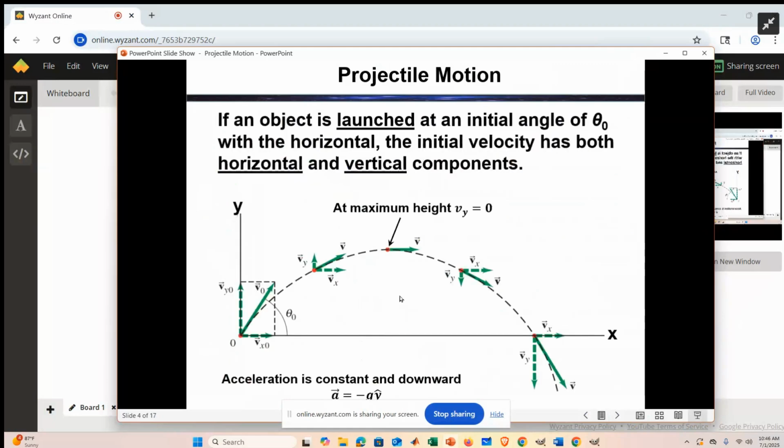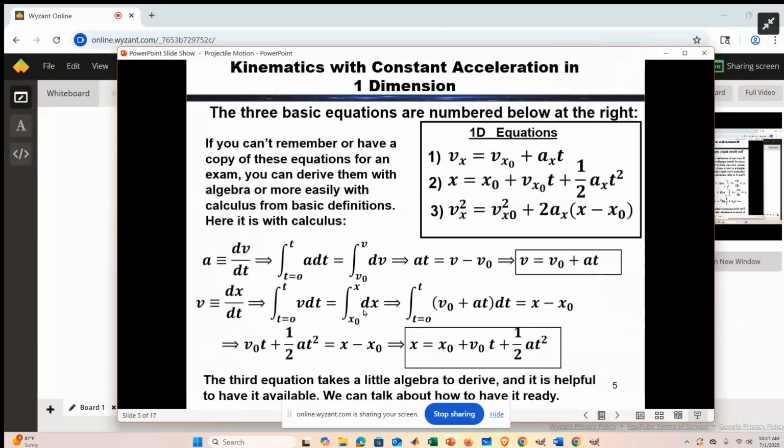Classical presentation of a projectile problem is this. Something is launched from someplace and lands someplace else. It's launched at some angle with a launch velocity, and it goes along, and its velocities in the x and y direction evolve. At the max height, the velocity in the y direction is 0. The constant gravitational acceleration is downward.